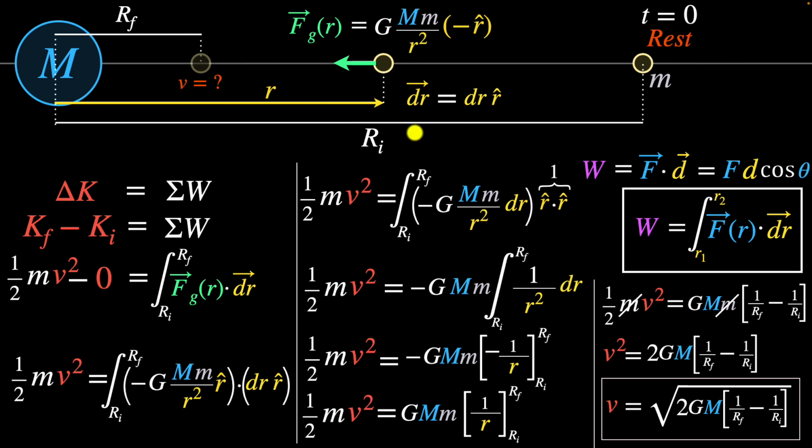Does that make sense? Well, yeah, if Rf becomes larger, then we are letting the mass only accelerate for a smaller distance, and so it wouldn't have gained as much speed as before, so you would expect the speed to be lower. That makes sense.